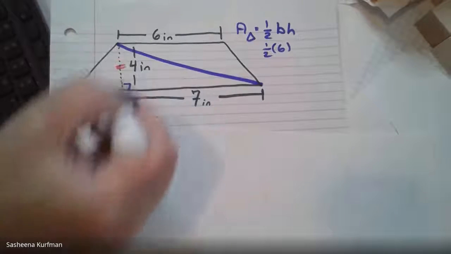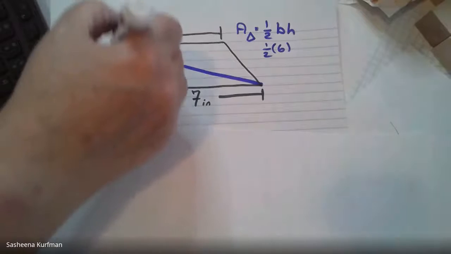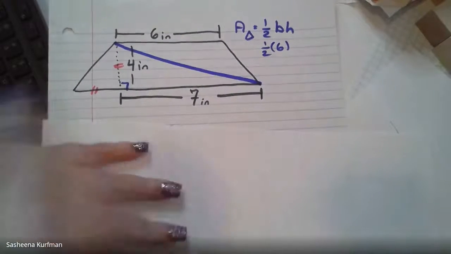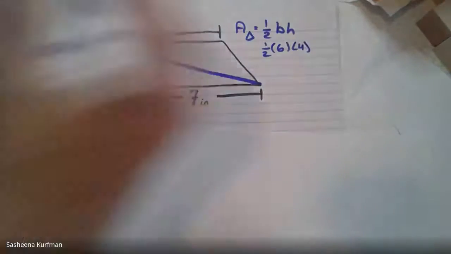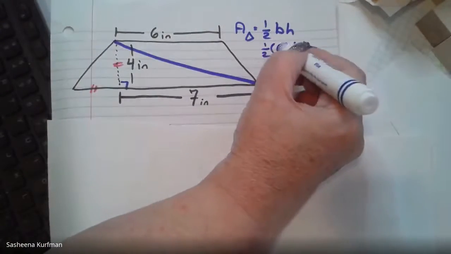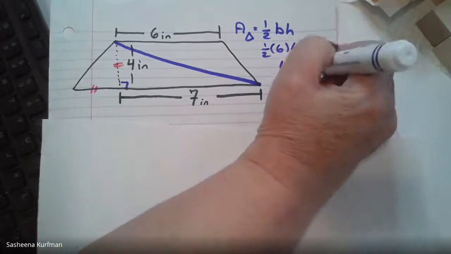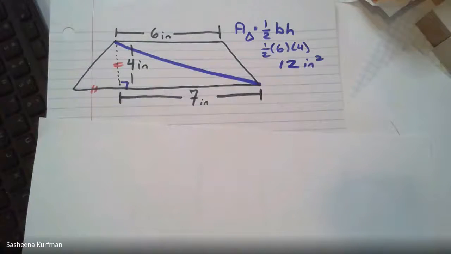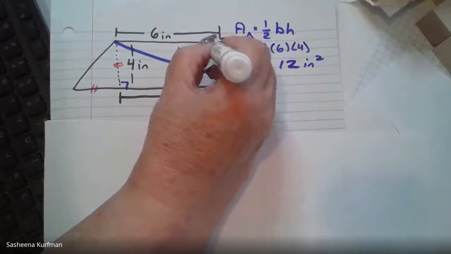And that's one of the beauties about a trapezoid: the distance between the two bases is going to be the height for both triangles. And that distance is 4. So now I need to take 1/2 of 6, which is 3, times 4 is 12, and my units are inches squared. So that's the top triangle. I'll go ahead and write the area there.